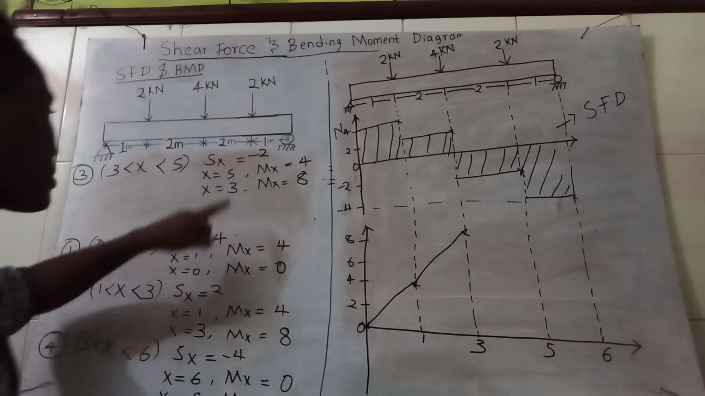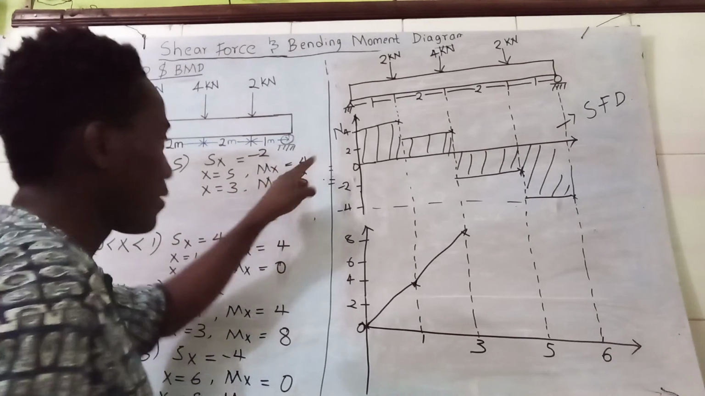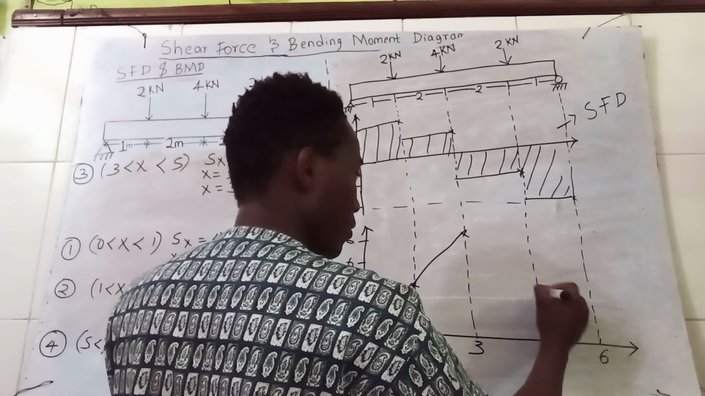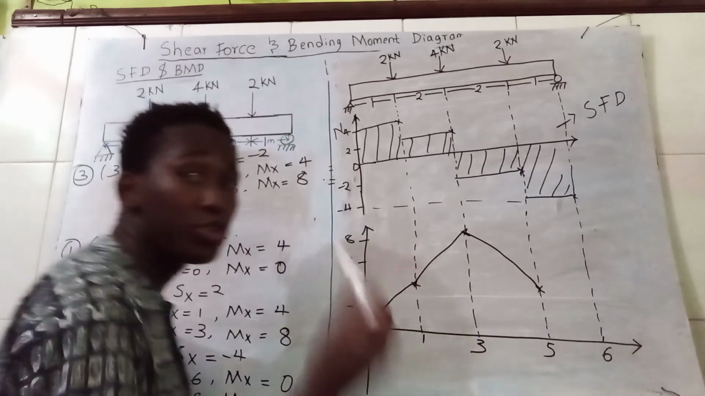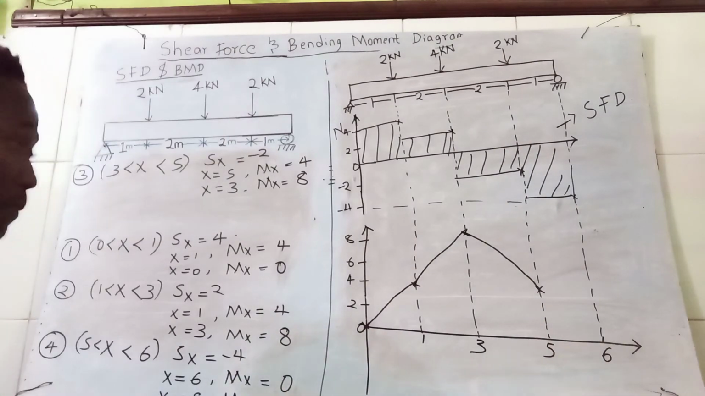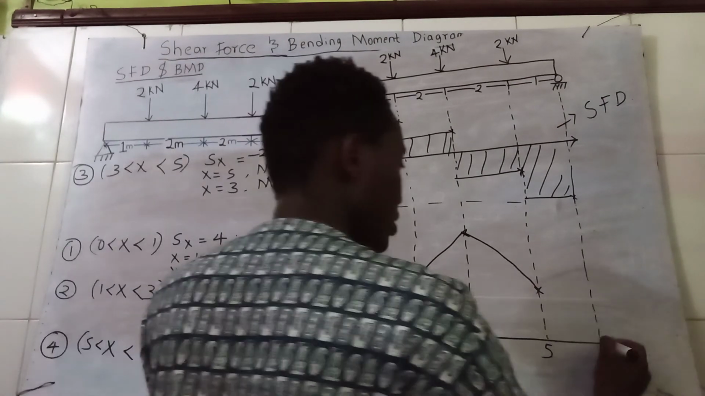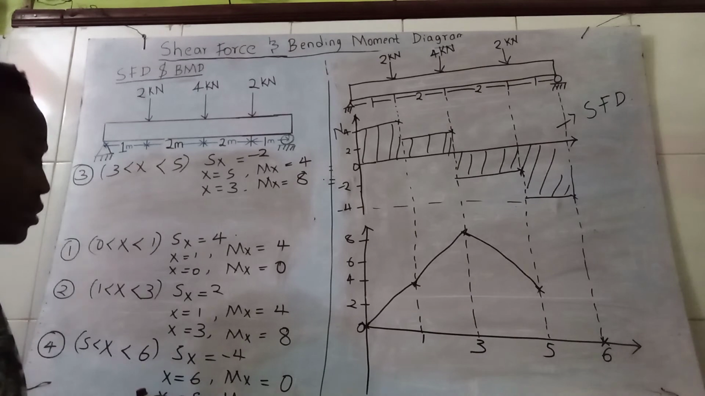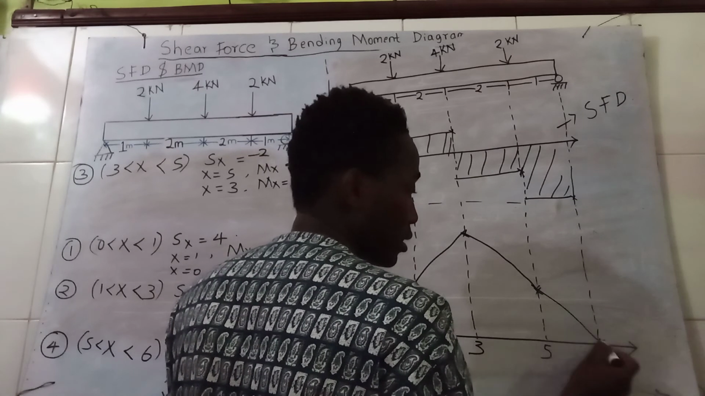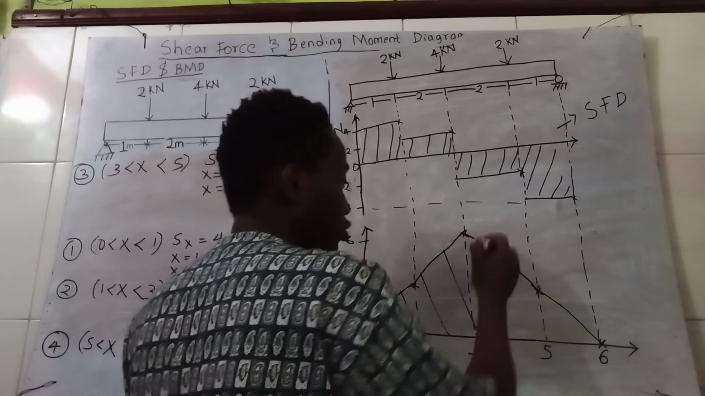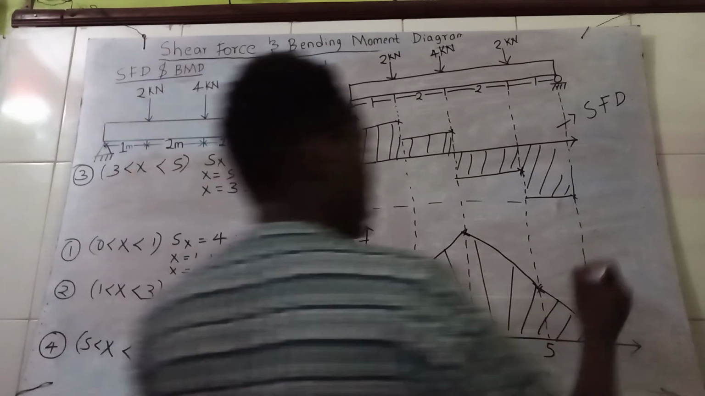Thirdly, at x equals 3, I have 8, the same point. X equals 5, Mx is 4. So 4 is approximately there. Join the two. Remember, you're going to draw this with a straight line. Then lastly, at x equals 6, we have 0. At x equals 5, Mx is 4. So that point, join that, and then we shade the wanted region, and that is it.